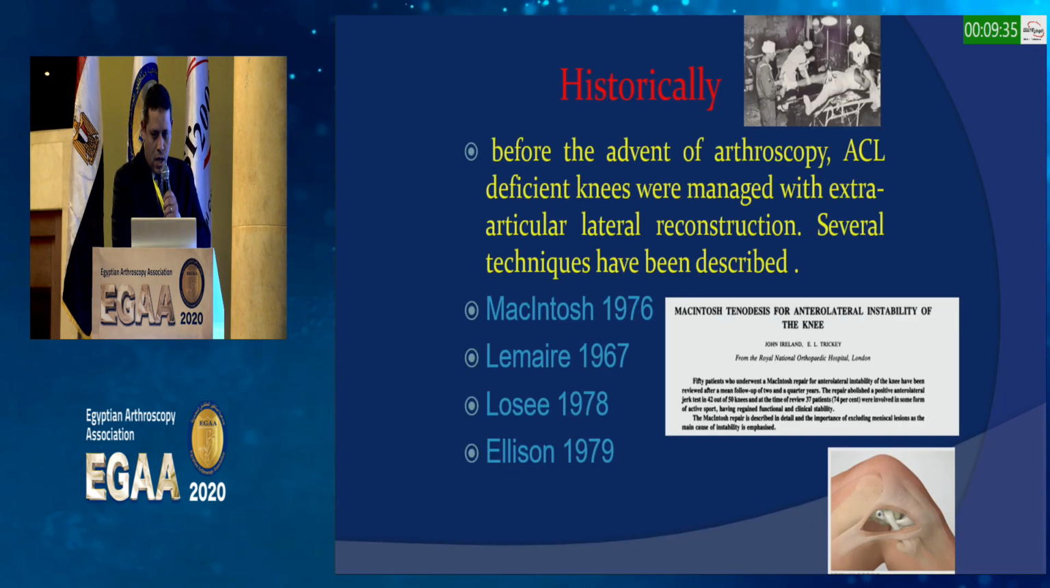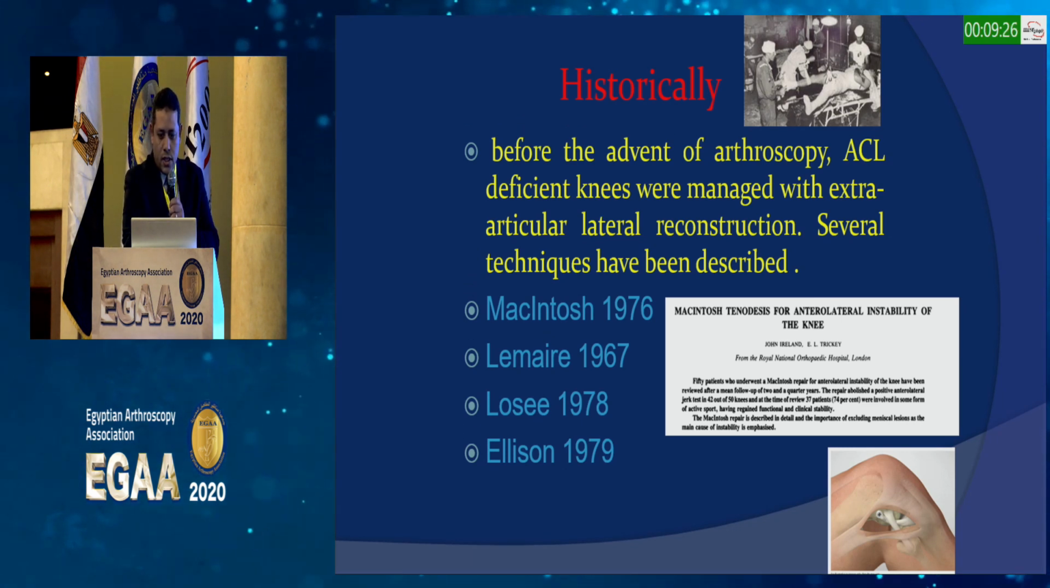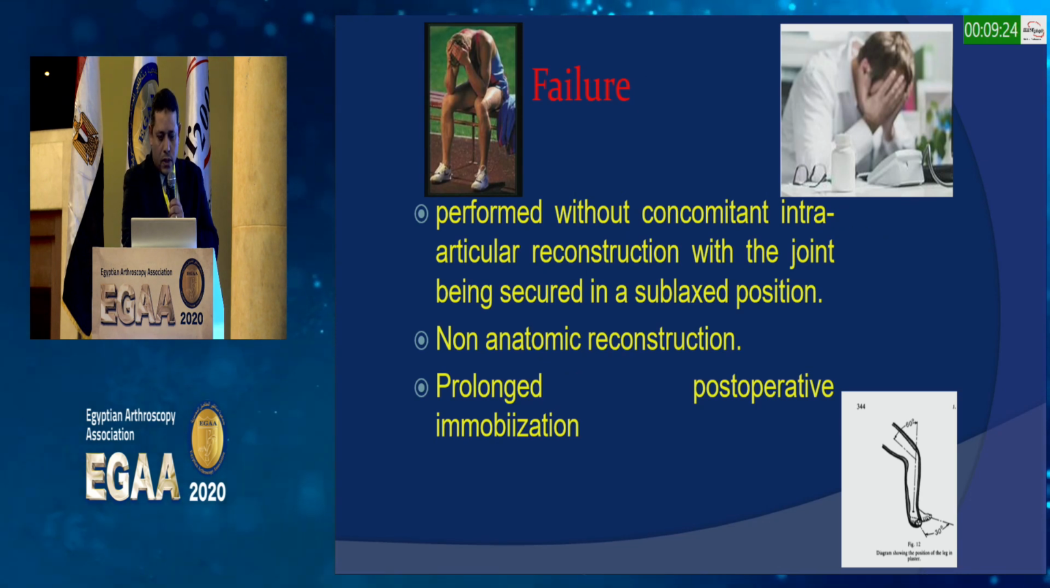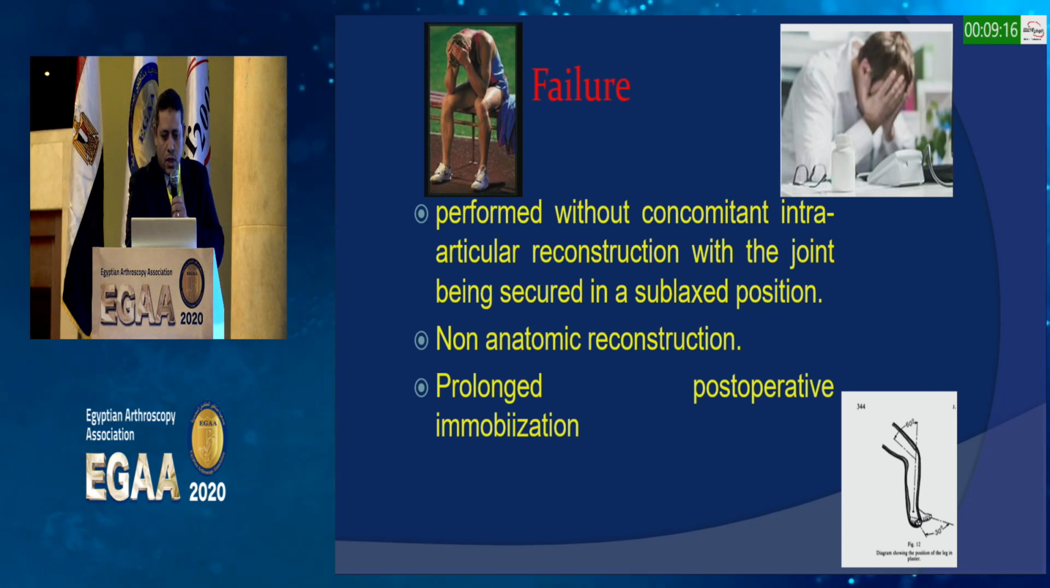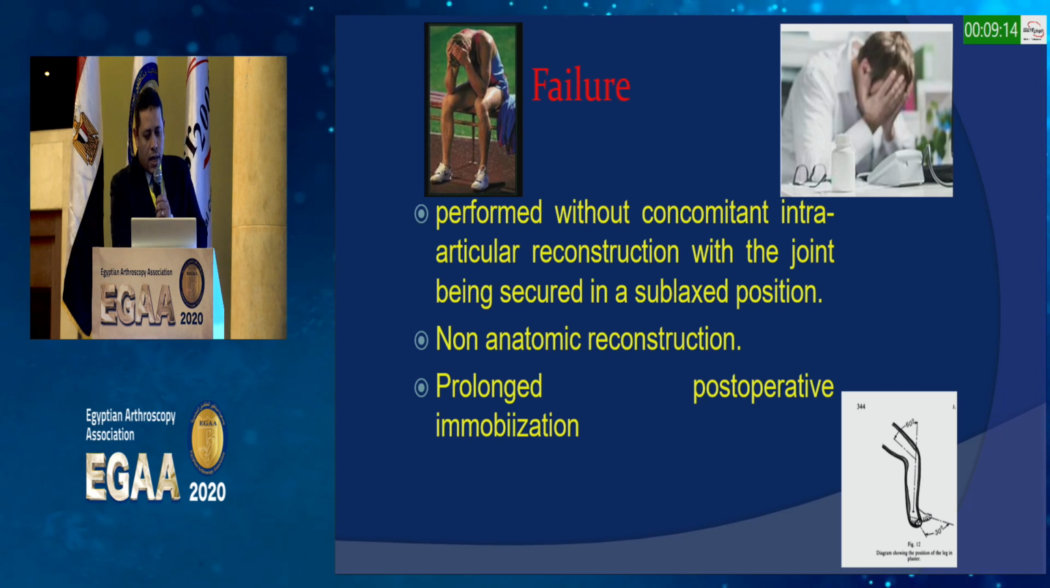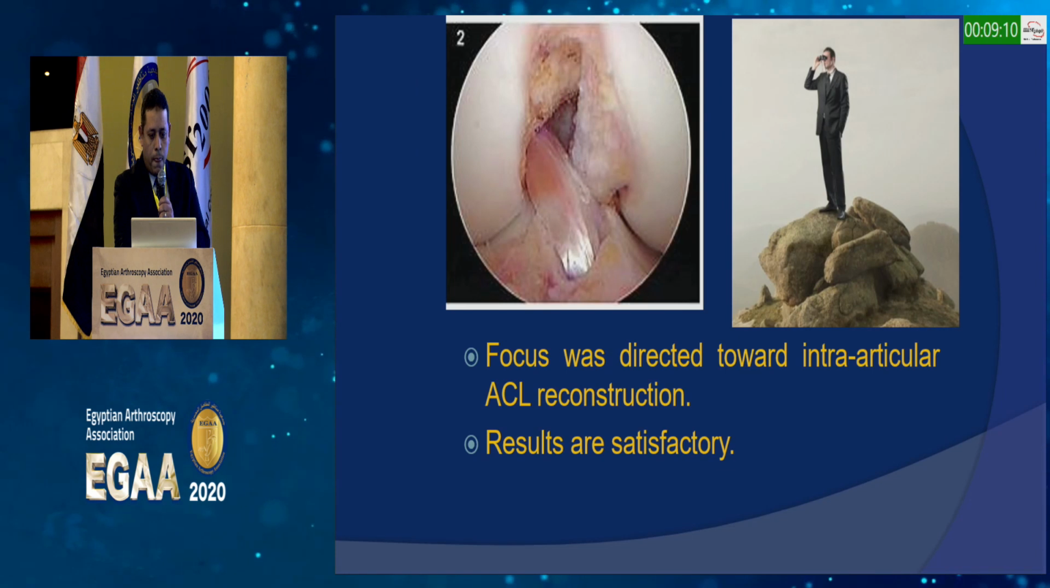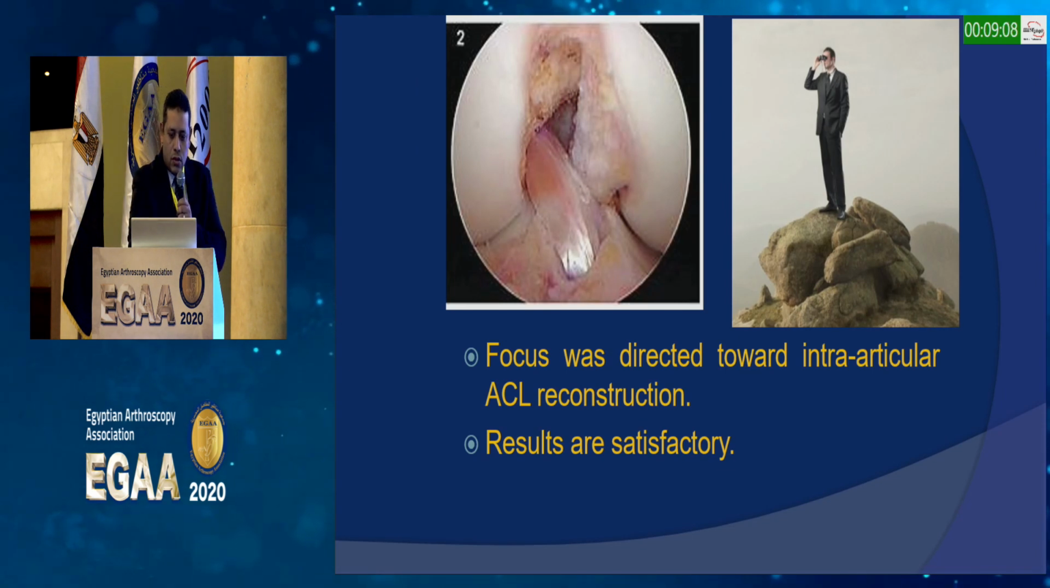Historically, before the advent of arthroscopy, ACL deficient knees were managed with extra-articular lateral reconstruction. Several techniques have been described, but with high failure rate because these techniques were performed without concomitant intra-articular reconstruction, with the joint being secured in a subluxed position, non-anatomic reconstruction, and prolonged post-operative immobilization. Focus then was directed toward intra-articular ACL reconstruction.